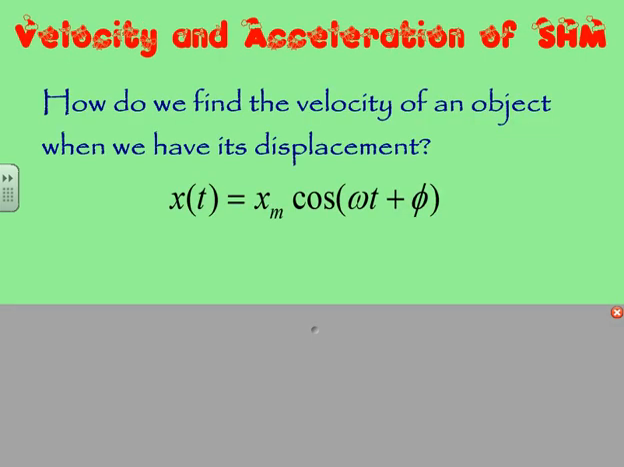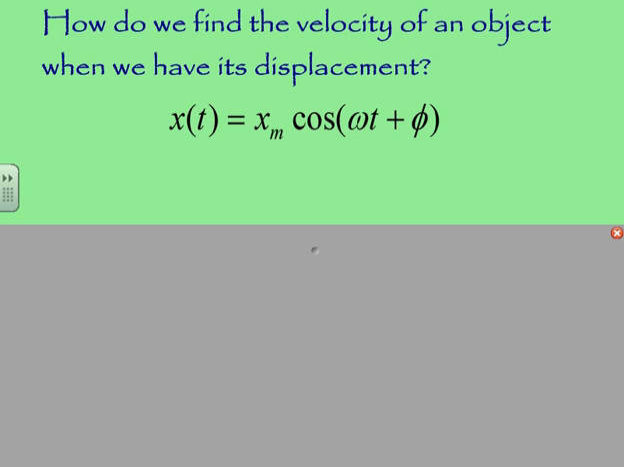Now that we understand the displacement equation, or really the position equation for simple harmonic motion, we're now going to look at velocity and acceleration equations in simple harmonic motion. Again, this equation for x of t is for objects that are in simple harmonic motion only. So when we know something's displacement, how do we find its velocity? Hopefully you answered by saying that to find the velocity, we take the derivative of the displacement. v of t equals dx/dt.